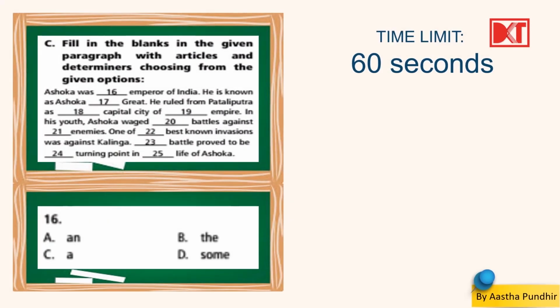Fill in the blanks in the given paragraph with articles and determiners, choosing from the given options. Ashoka was dash emperor of India. An emperor, the emperor, a emperor, some emperor. Here we are referring to Ashoka as one of the emperors of India, because he was not the only emperor. That's why we use an indefinite article. Emperor starts with a vowel sound, so we use an. Ashoka was an emperor of India. A.